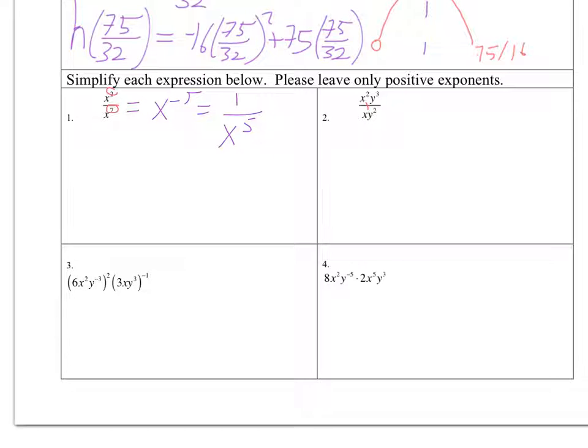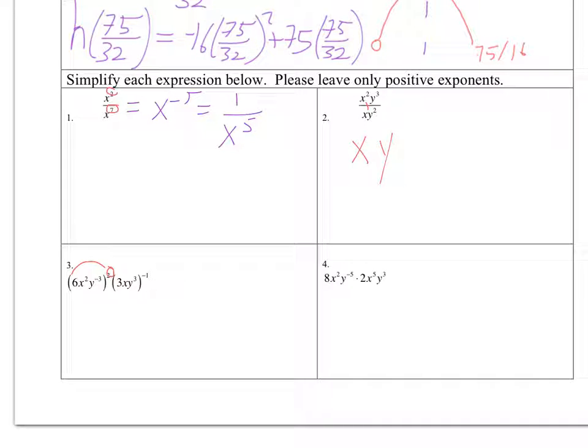y cubed over y squared. 2 minus 1 is 1, so x to the 1st. 3 minus 2 is 1. xy is our answer. Third one, we've got 6x squared y to the negative 3, all to the 2nd power.